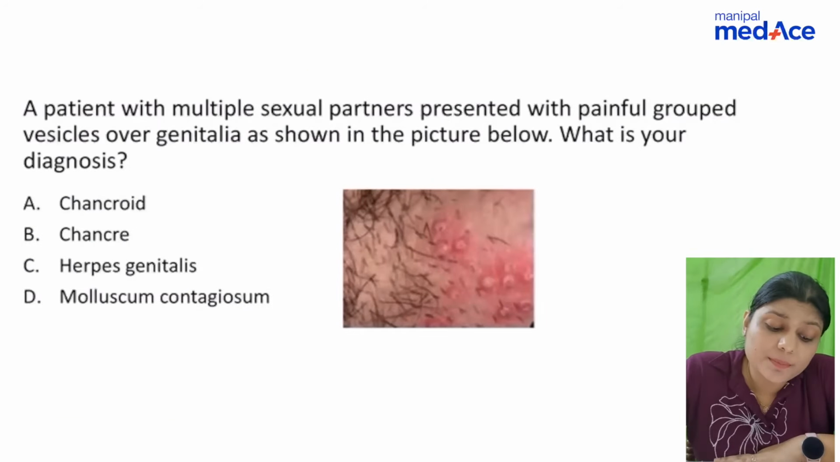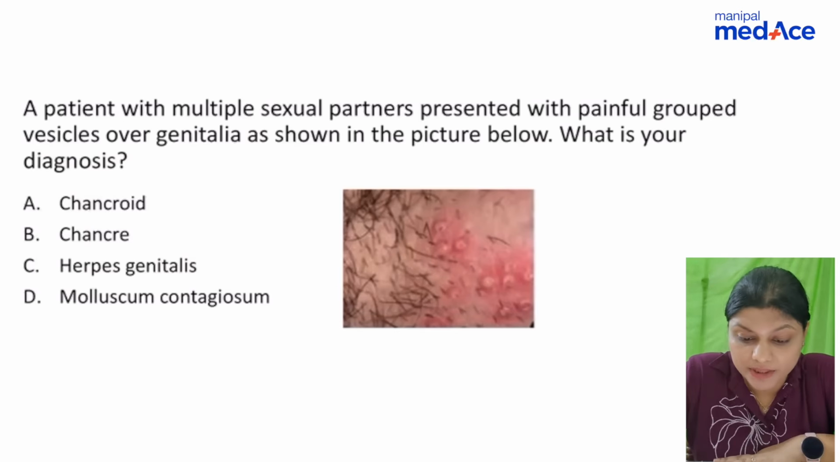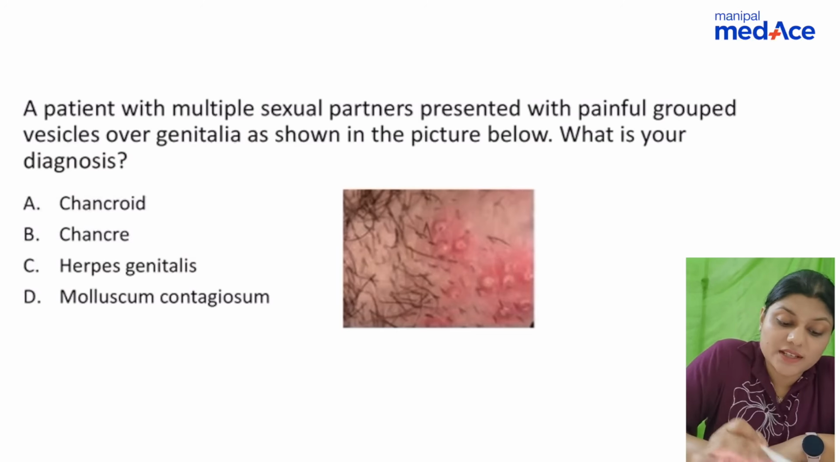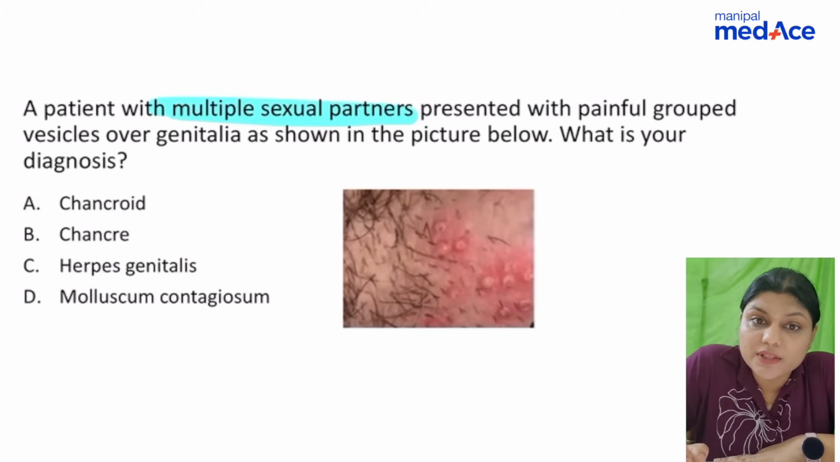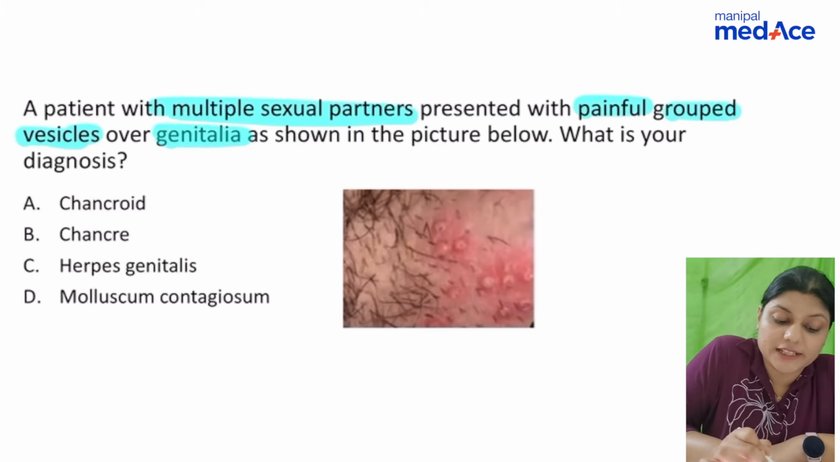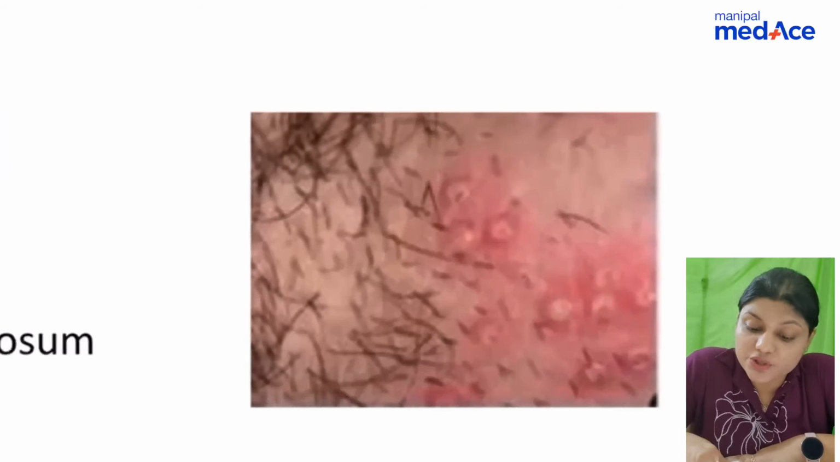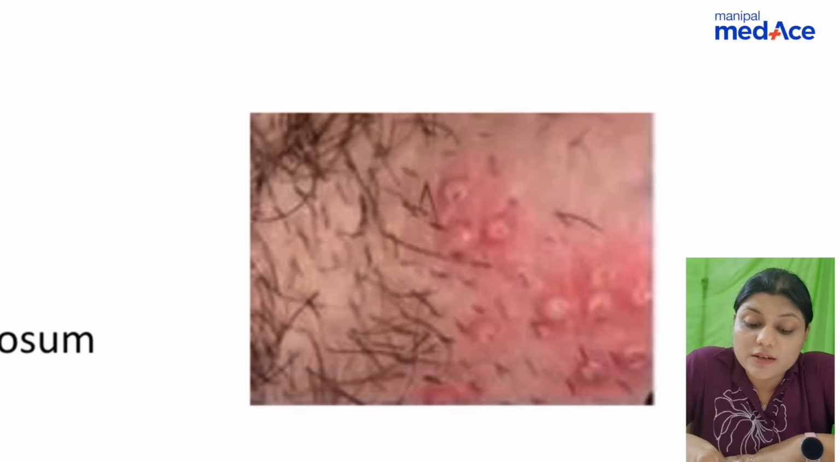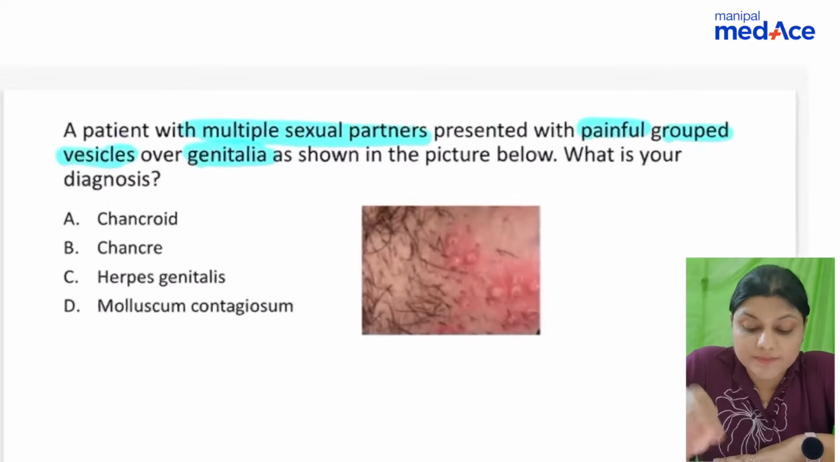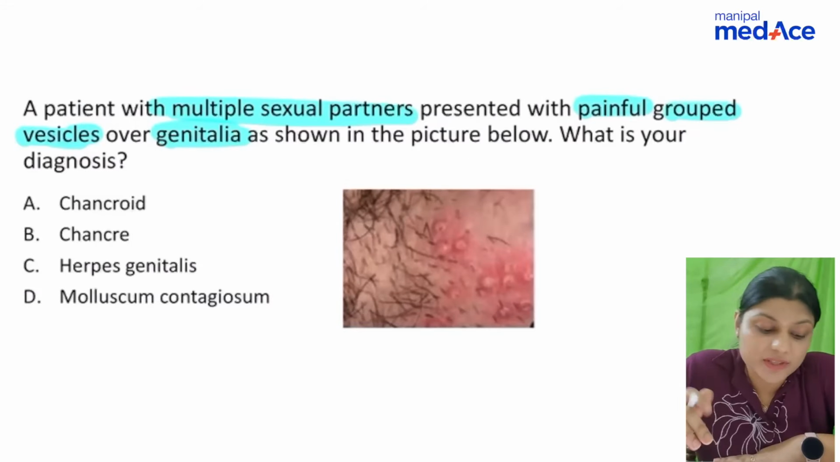The next question: a patient with multiple sexual partners presented with painful grouped vesicles over genitalia as shown in the picture below. What is your diagnosis? So the key words here are multiple sexual partners presented with painful grouped vesicles over genitalia. As you can see in the picture also, there is presence of multiple vesicles on an erythematous base. These vesicles are grouped, right?